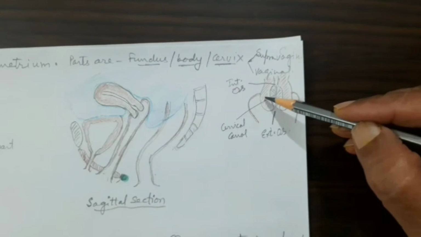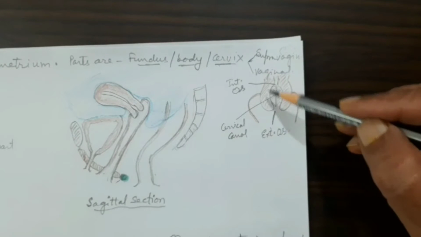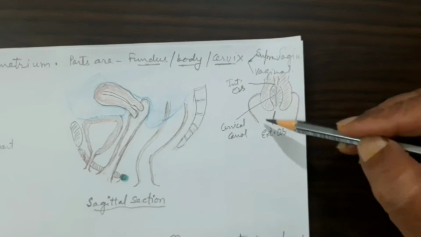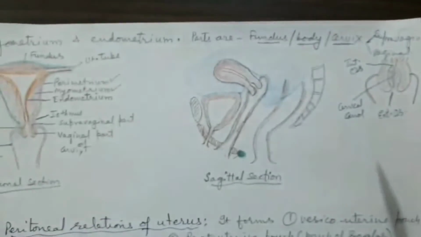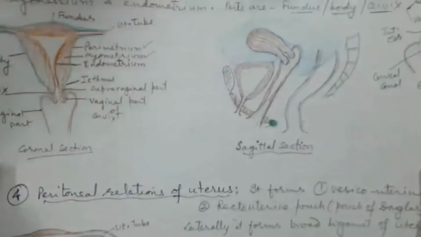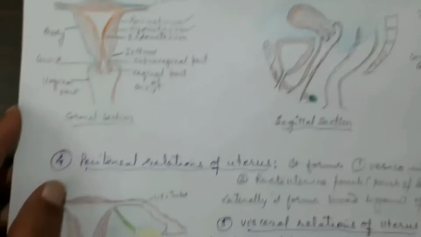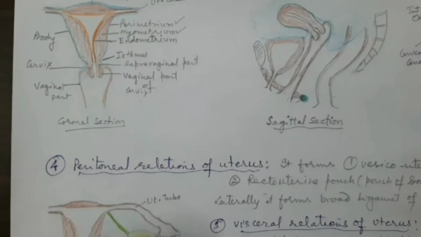So there are two parts of the cervix, supravaginal and vaginal part. So these are the parts of the uterus and cervix. That means the whole uterine parts are these.